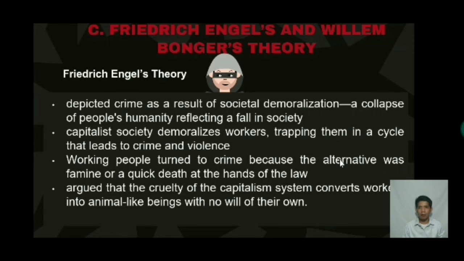So the last one is the Friedrich Engels and Wilhelm Bunger theory. So Friedrich Engels theory depicted crime as a result of societal demoralization, a collapse of people's humanity reflecting a fall in society. So capitalist society demoralizes workers, trapping them in a cycle that leads to crime and violence. Working people turned to crime because the alternative was famine or quick death at the hands of the law. Argued that the cruelty of the capitalist system converts workers into animal-like beings with no will of their own.